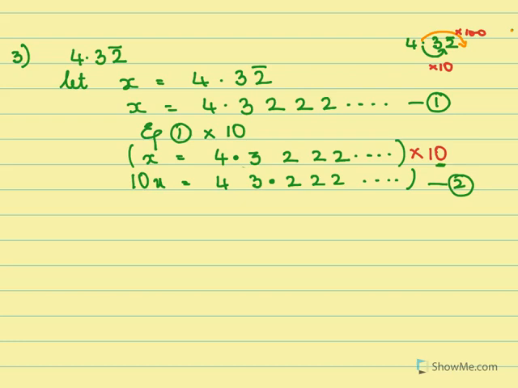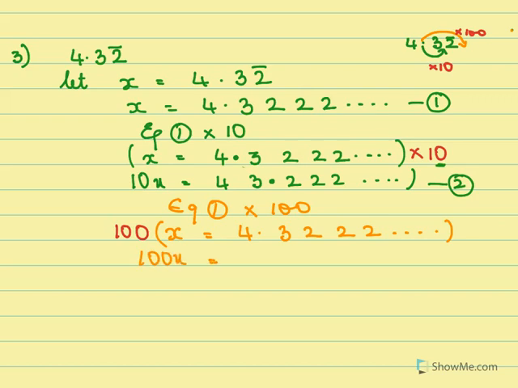Now for equation 3, I take equation 1 and multiply it by 100 to get the decimal after the recurring. So it is 4.3222, and I'm multiplying it by 100 on this side also. So I get 100 into x is 100x. Since 100 has 2 zeros, the decimal shifts two places, so it is 432, point here, 2, 2.